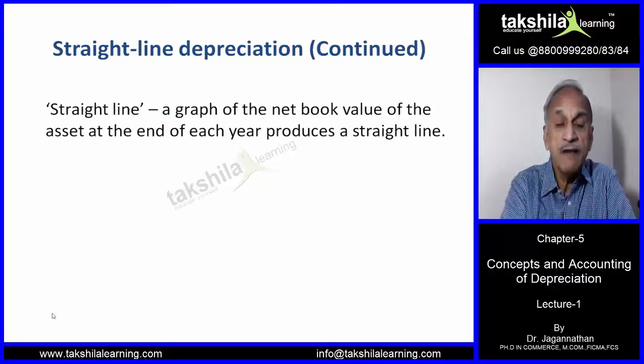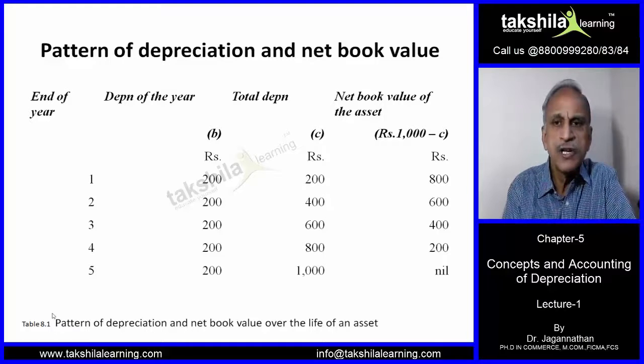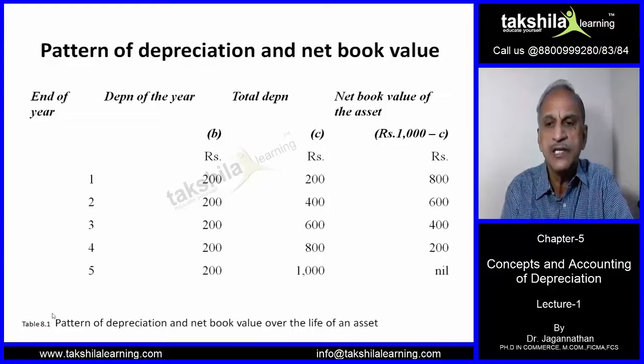A graph of the net book value of the asset at the end of each year produces a straight line. For example, this is the example that I have given you. The original cost is 1000 rupees. So first year depreciation is 200, so total accumulated depreciation is 200. So the net book value becomes 1000 minus 200, 800.